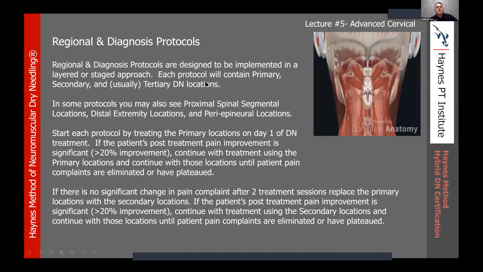So what are the regional and diagnosis protocols? They're designed to be implemented in a layered or staged approach. Each protocol will contain primary, secondary, and usually some tertiary dry needling locations. In some protocols, you may also see proximal spinal segmental locations, distal extremity locations, and periepidural locations. For treatment, you want to start each protocol by treating the primary locations on day 1 of dry needling treatment.